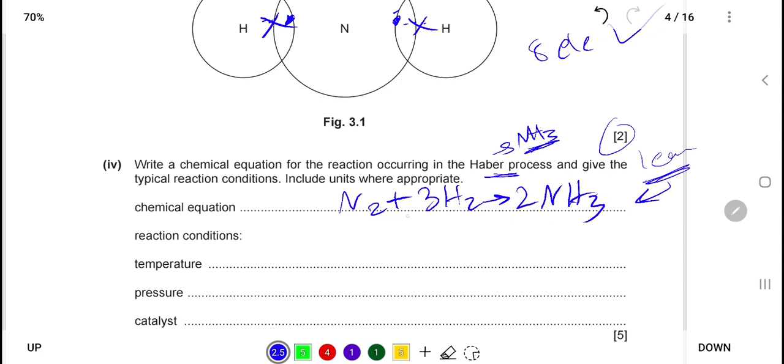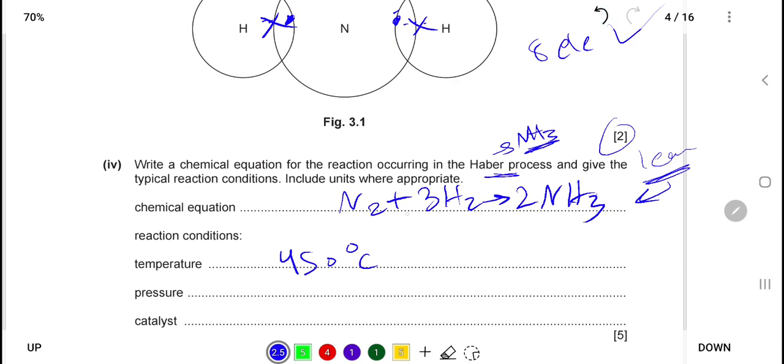If you don't know the balancing, you can make the balancing by yourself later, but it's better to learn it as the exact equation so you won't waste time. Okay, so this is the equation, you need to learn it. Now the reaction conditions, you need to know the temperature is 450. Make sure to write the units.